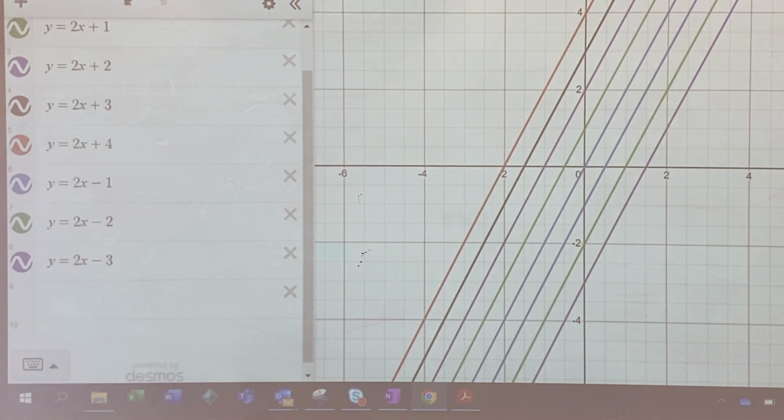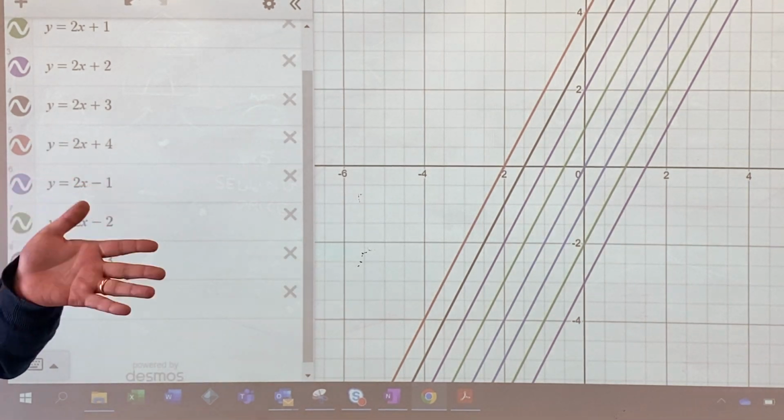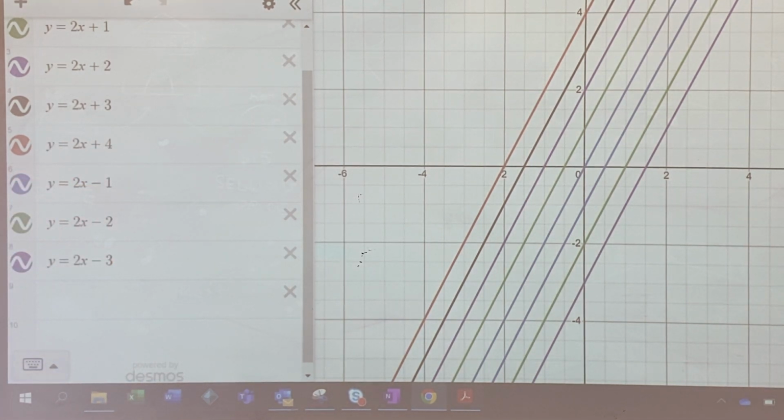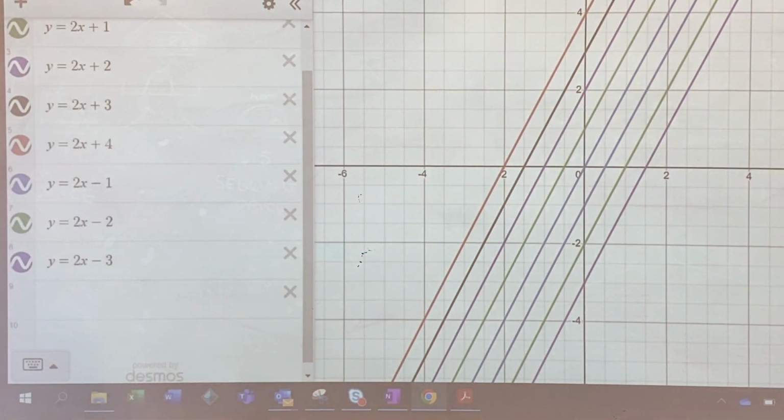Okay, your task is to think really carefully and look at what you noticed. Anything you have noticed? Anybody? Yep, they moved one along. Notice that the lines do not intersect each other, right? So what are they? They're parallel. Very good, parallel.